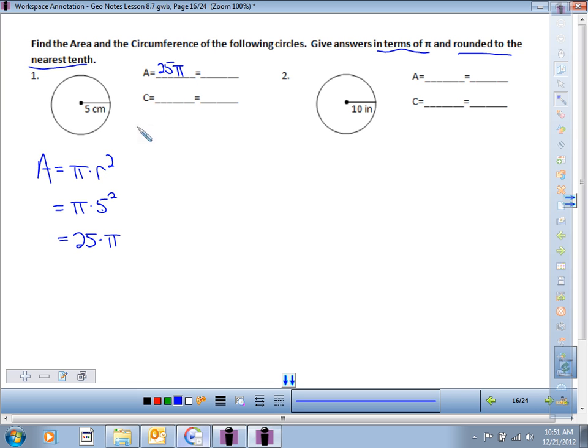Now my label, this is area, centimeters squared. Right? Now, that is a great answer right there. The reason I liked that one, I didn't need a calculator, and I didn't have to round. Now, if we did round this to the nearest tenth, if you took 25 times pi, you would get 78.5 centimeters squared. I had to use a calculator for that. I couldn't do that in my head.